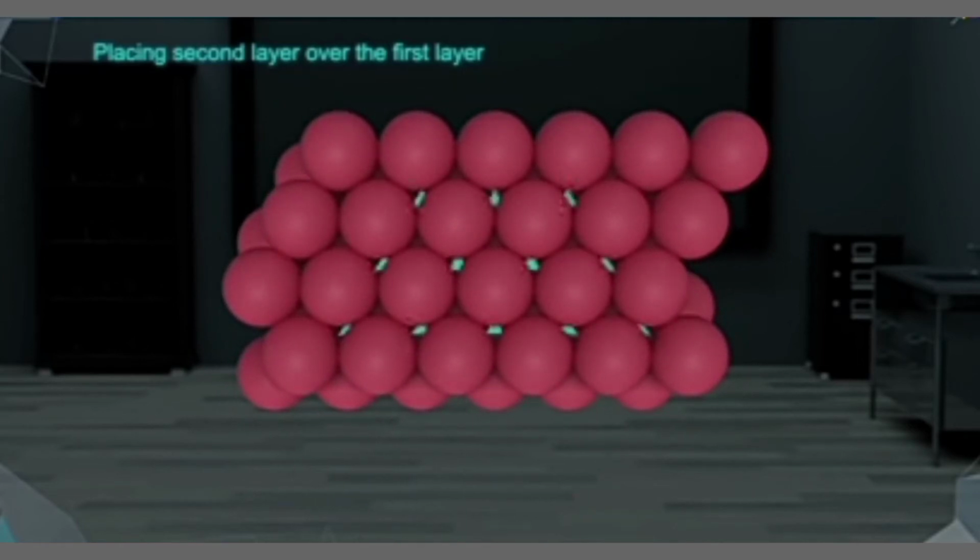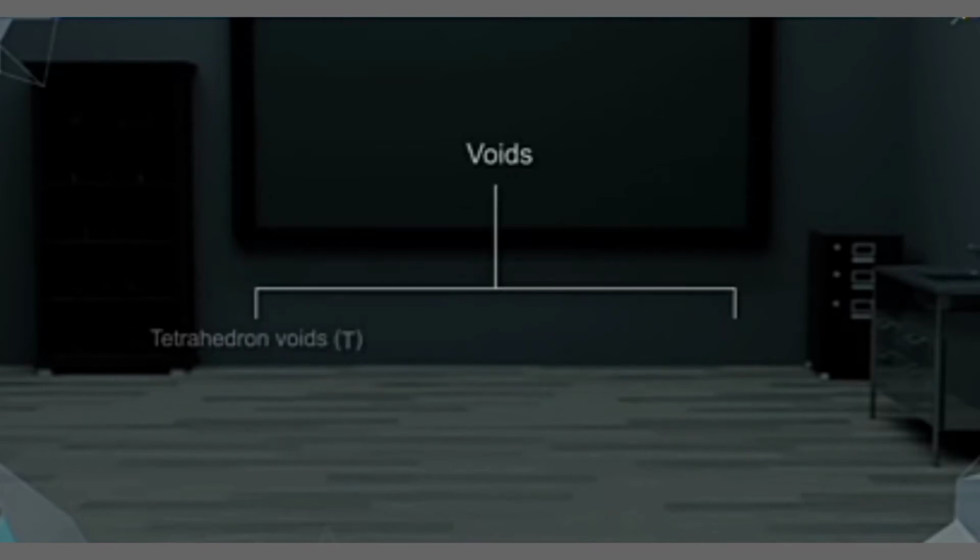On observing, we will notice that not all the triangular voids of the first layer are covered by the spheres of the second layer. This gives rise to different arrangements and different voids. There are two types of voids: tetrahedron voids denoted by T, and octahedron voids denoted by O. Let us study how these voids are formed.